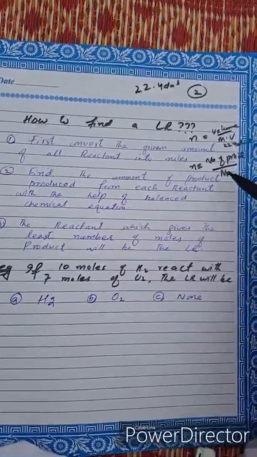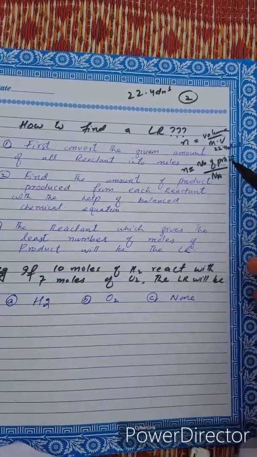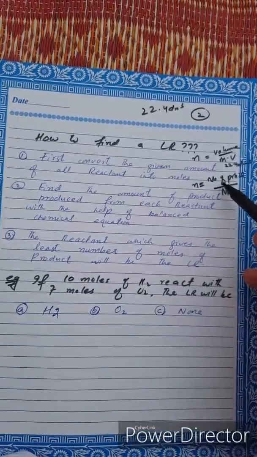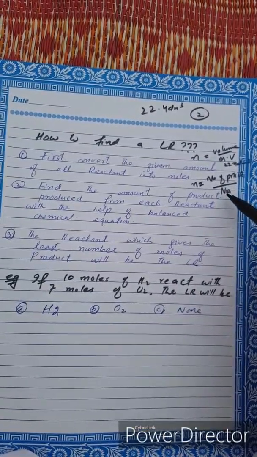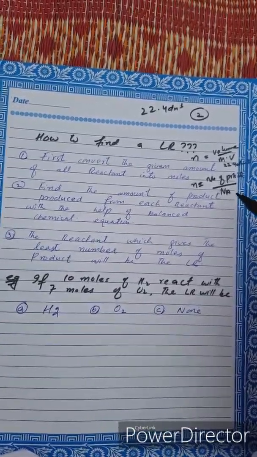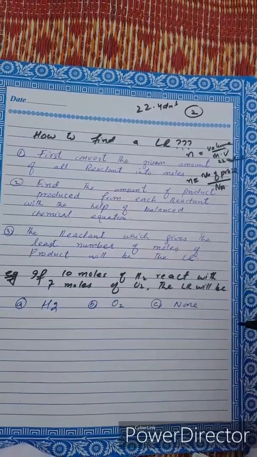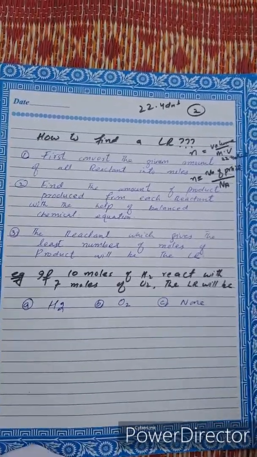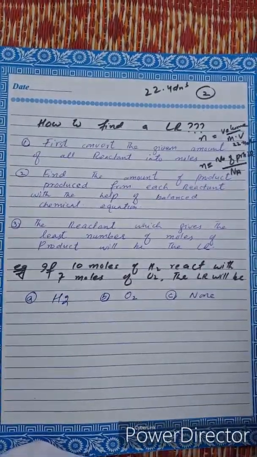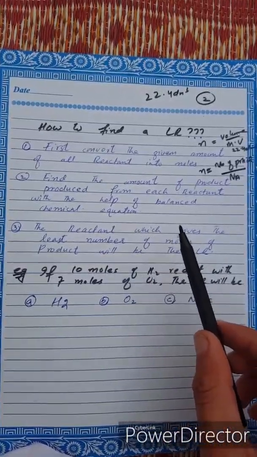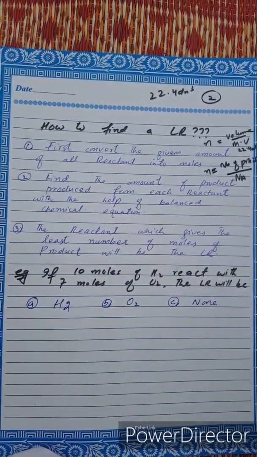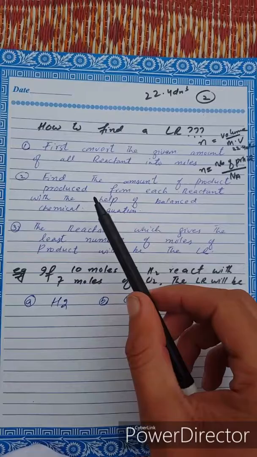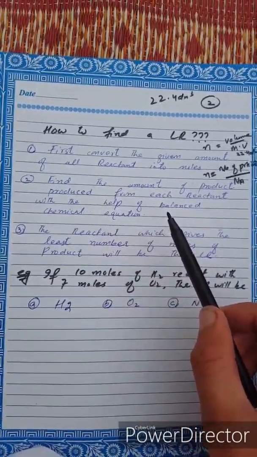Now if the amount is given in number of particles, meaning atoms, ions or molecules, first convert that into moles by this formula: mole is equal to number of particles divided by Avogadro number, which is equal to 6.023 times 10 to the power 23. So the first step is to convert the given amount into moles. The second step is to find the number of moles of the product produced from each reactant, with the help of the balanced chemical equation.